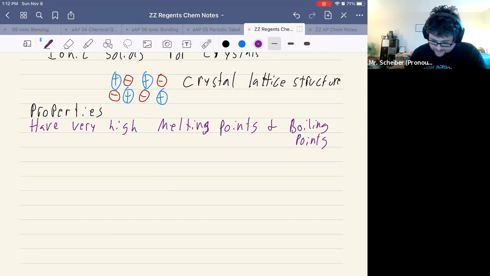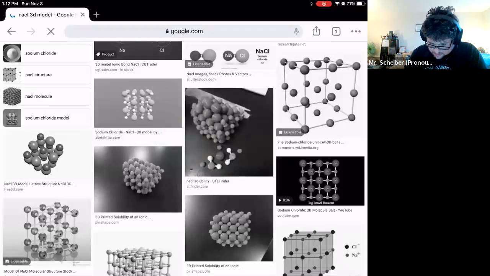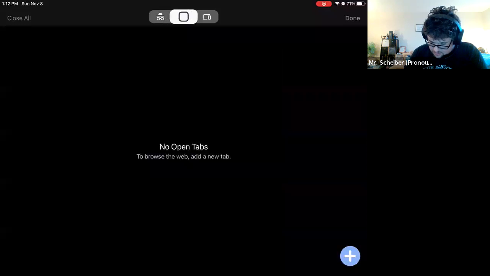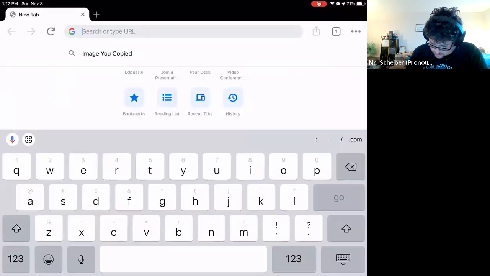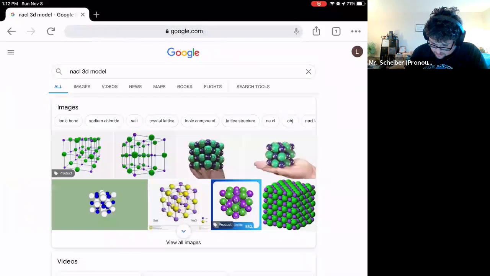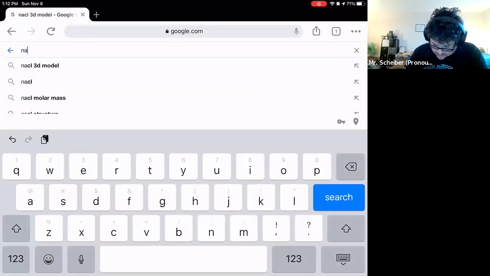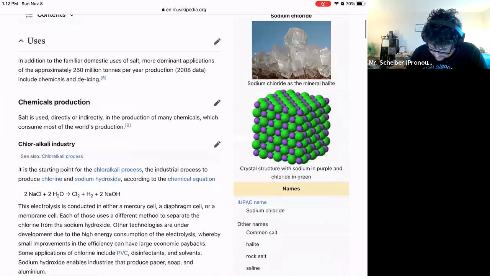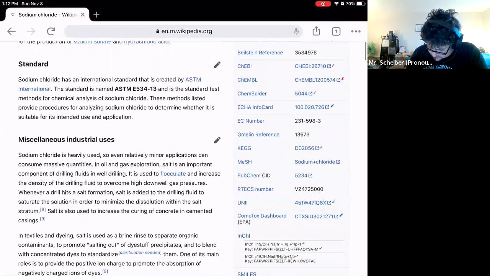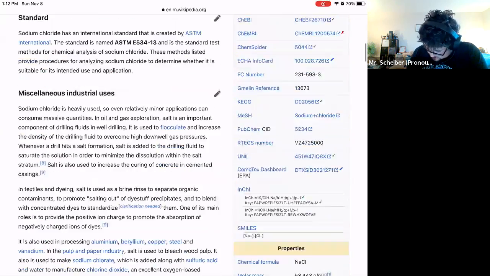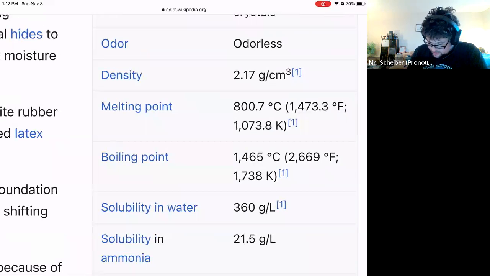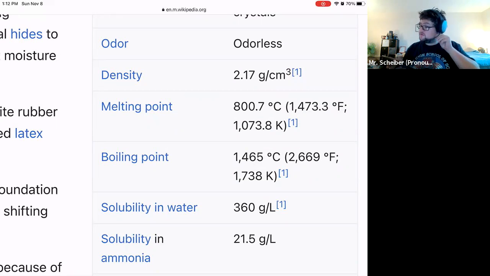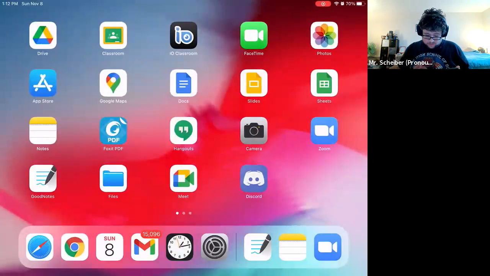How high? Well, let's go to the internet and find out. Let's Google NaCl. No, I don't want the model, just NaCl. There we go. And let's see. Its boiling point is probably 200 to 300K, somewhere in there. Its melting point is 1,073K, which is 1,473 Fahrenheit or 800 degrees Celsius, right? And they're all real high, really up there. They have very high melting points.